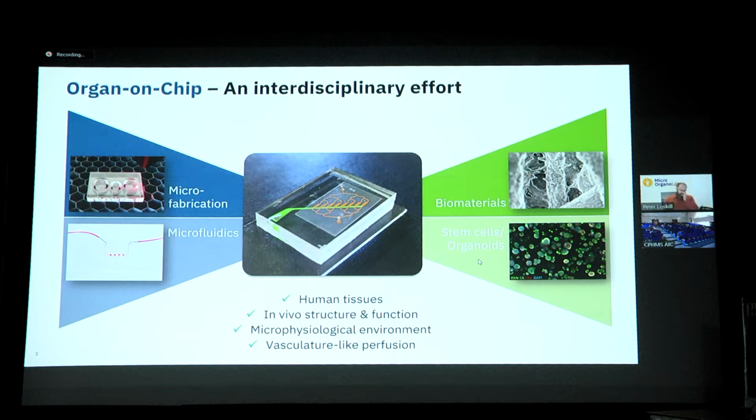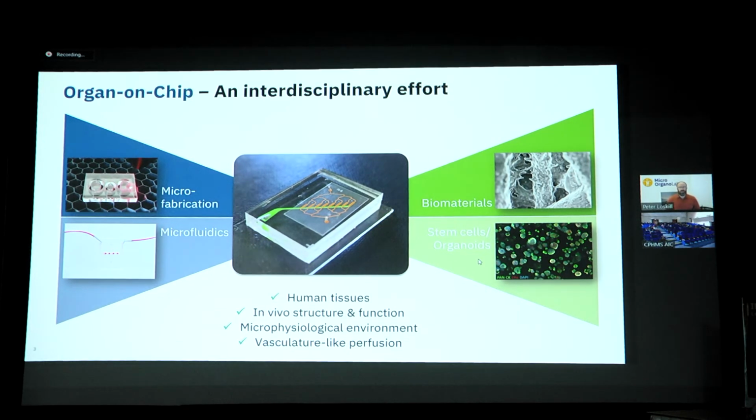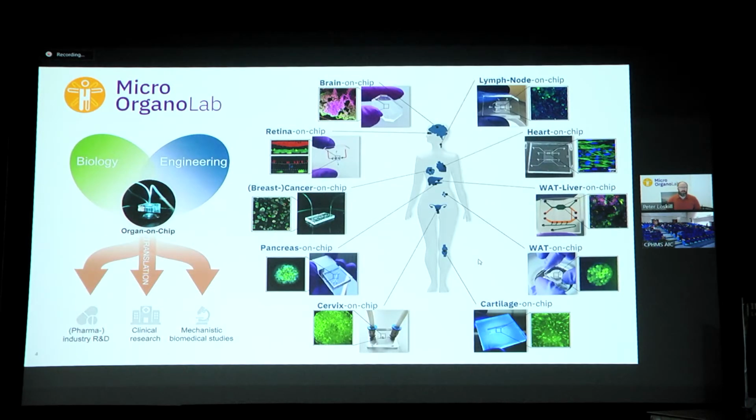Over the past decade, we have worked on a wide range of different models, and we now have prototypes of models at different levels of more than 10 different tissues, ranging from brain and retina all the way to pancreas and cartilage. The idea is really to bring together the biology and the engineering and to then translate these systems into applications, and that's for us mostly pharmaceutical R&D, but also clinical research and mechanistic biomedical studies.